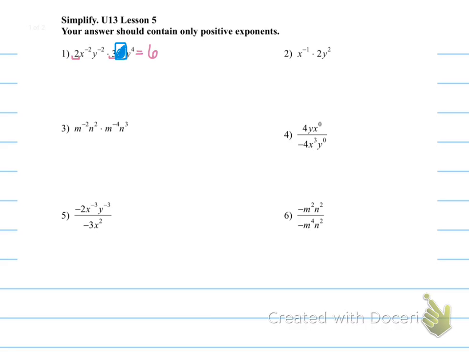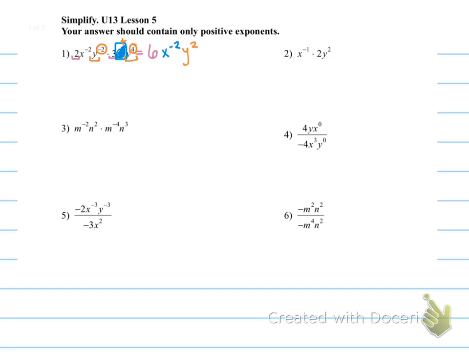Okay, so we can continue looking at the x variable. We see that the 0 went away, but we still have that x to the negative 2. So I'm going to go ahead and bring that x to the negative 2 over. And then I'm going to go ahead and combine my y's. I've got a y to the negative 2, and I've got a y to the 4. So negative 2 plus 4 gives me y squared.